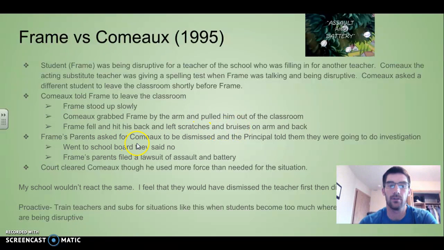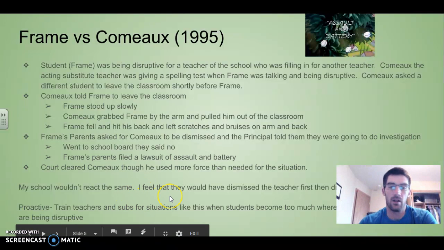Now, Frame's parents asked for Comex to be dismissed, and the principal told them they were going to do an investigation. Went to school board. They said no, there wasn't enough evidence, etc. Frame's parents filed a lawsuit of assault and battery. Court cleared Comex, though he used more force than needed, but it wasn't enough to convict him of assault and battery.